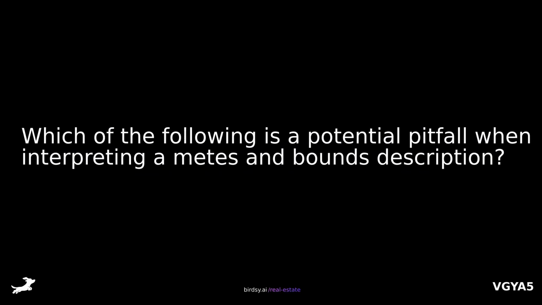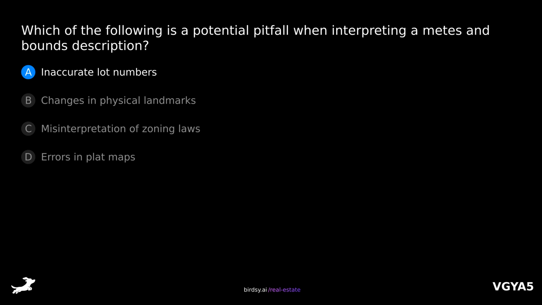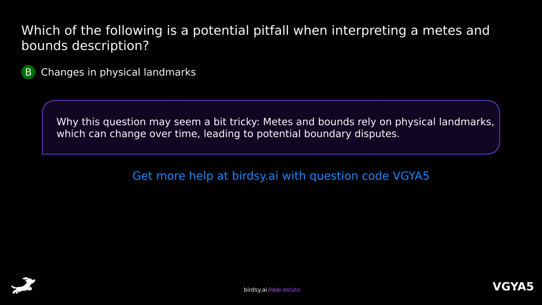Which of the following is a potential pitfall when interpreting a metes and bounds description? Is it A, inaccurate lot numbers? B, changes in physical landmarks? C, misinterpretation of zoning laws? Or D, errors in plat maps? The answer is B, changes in physical landmarks. Why this question may seem a bit tricky: metes and bounds rely on physical landmarks, which can change over time, leading to potential boundary disputes.